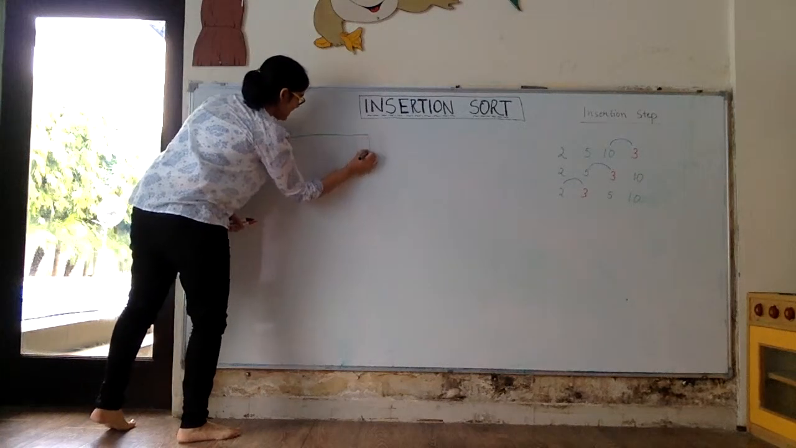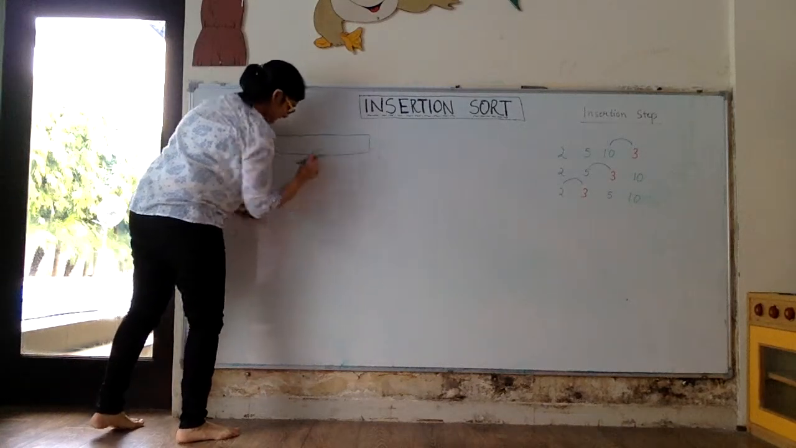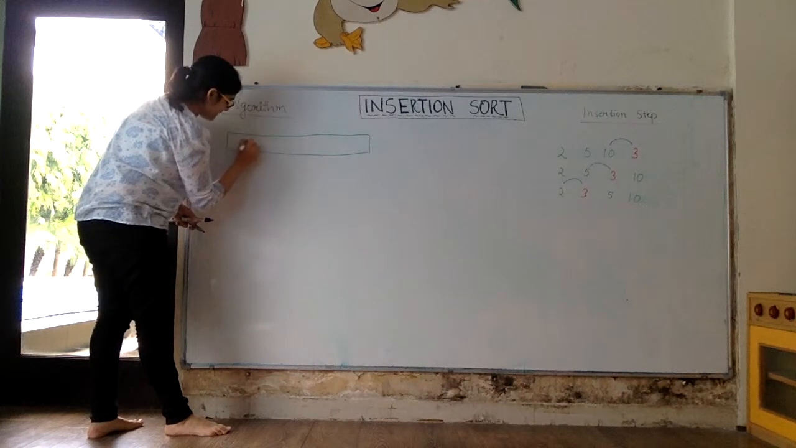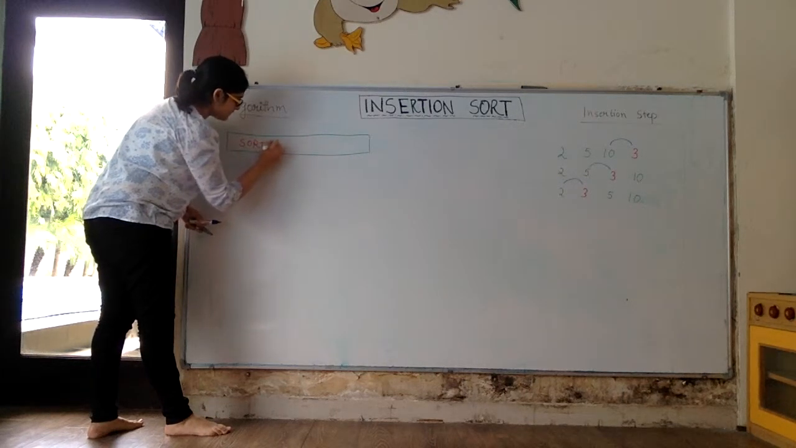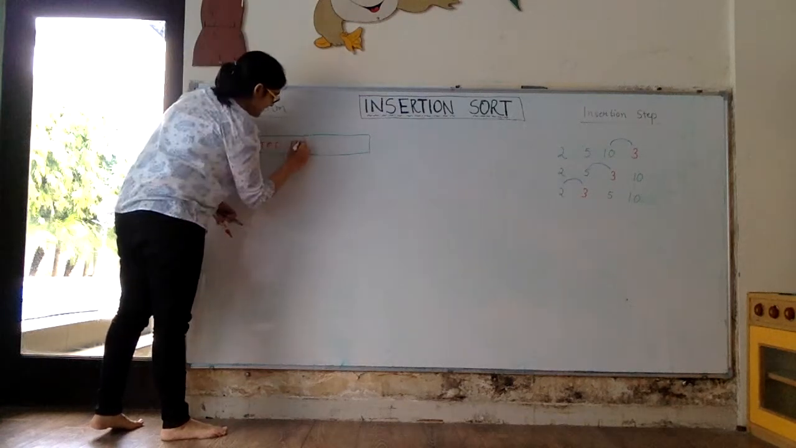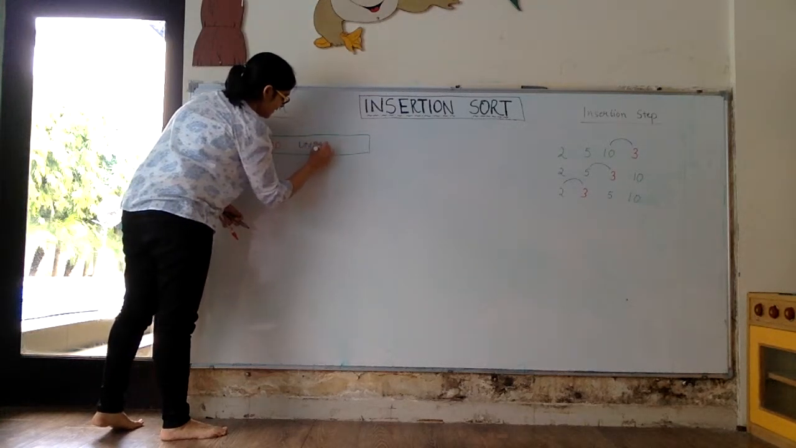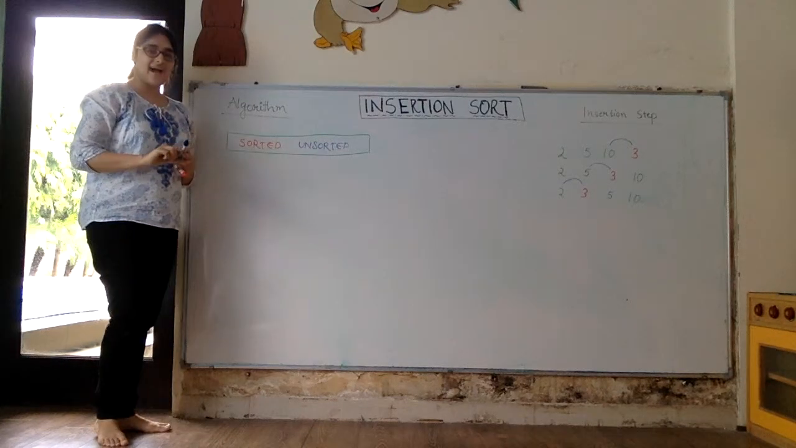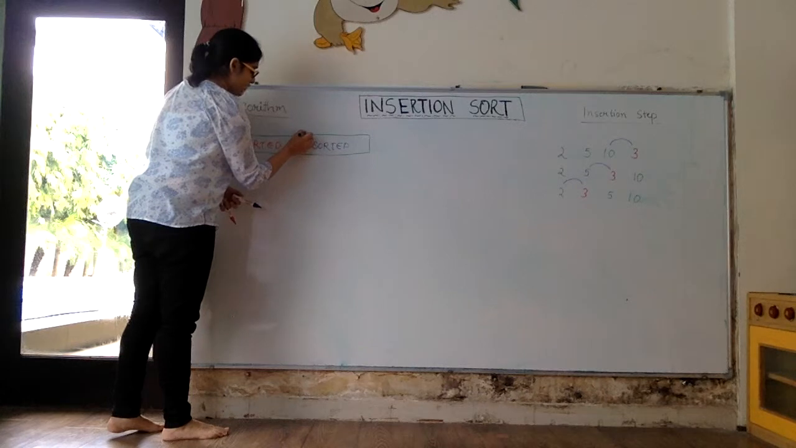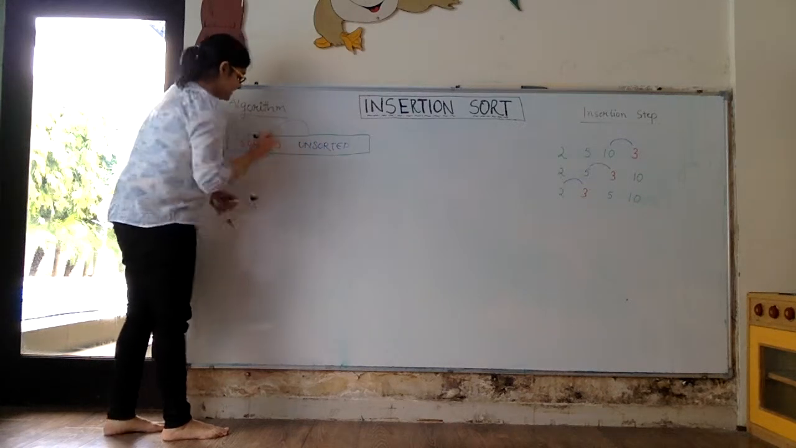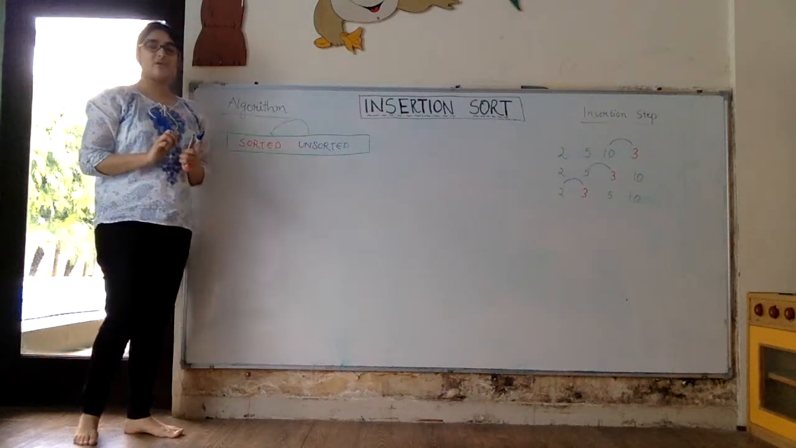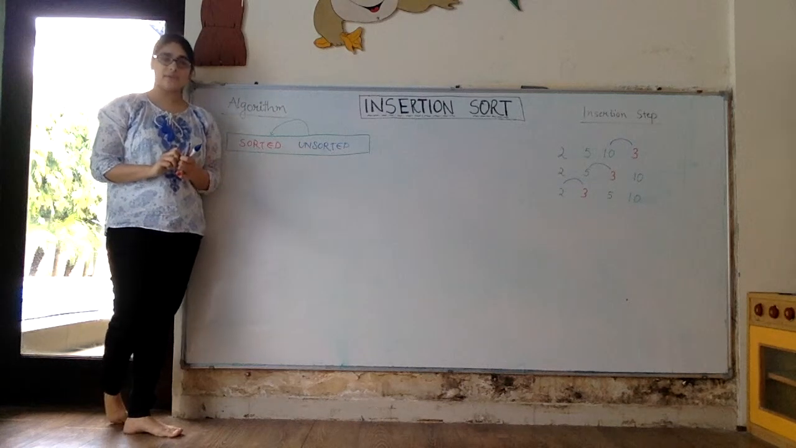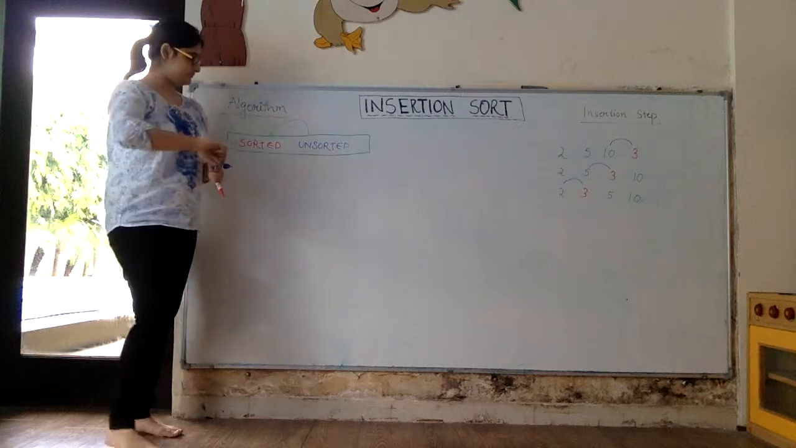Initially, we take a list of elements and divide it into 2 parts, such that the first part, indicated by red, is the sorted part, and the second part, indicated by blue, is the unsorted part. Now, at each step of the algorithm, we take one element from the unsorted part and insert it in the sorted part, such that eventually my entire list is sorted. Let's work our way through an example to see how it works.